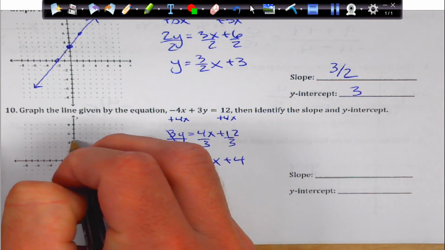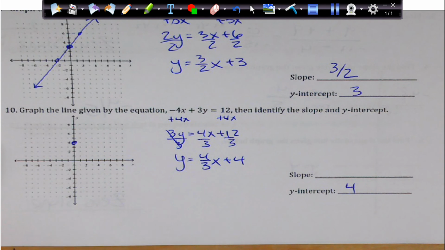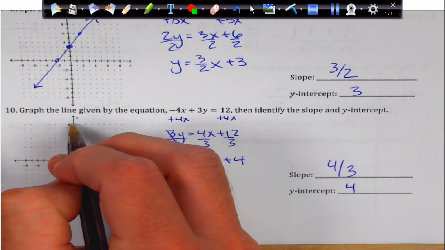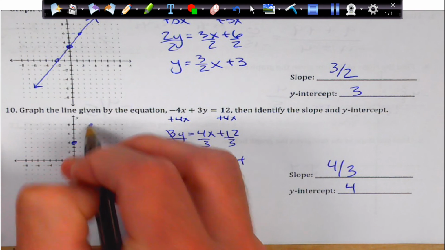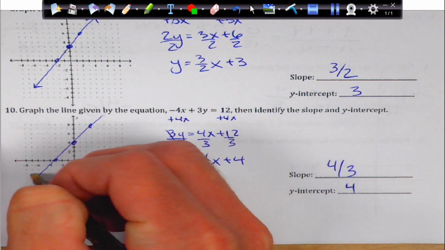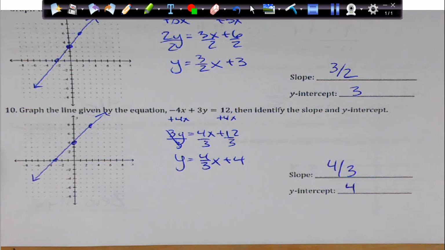So I'm going to start at 4 on my y-intercept. B, begin. And my slope is 4 over 3. So I'm going to go up 4, and then over 3. I can also go down 4 and back 3. And there's my graph. Kind of looks like the last one a little bit. All right. 2 down, 2 to go.